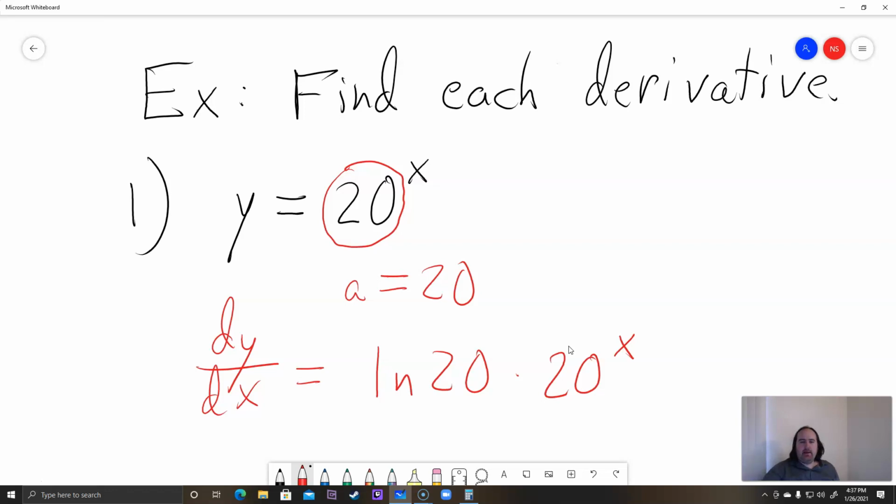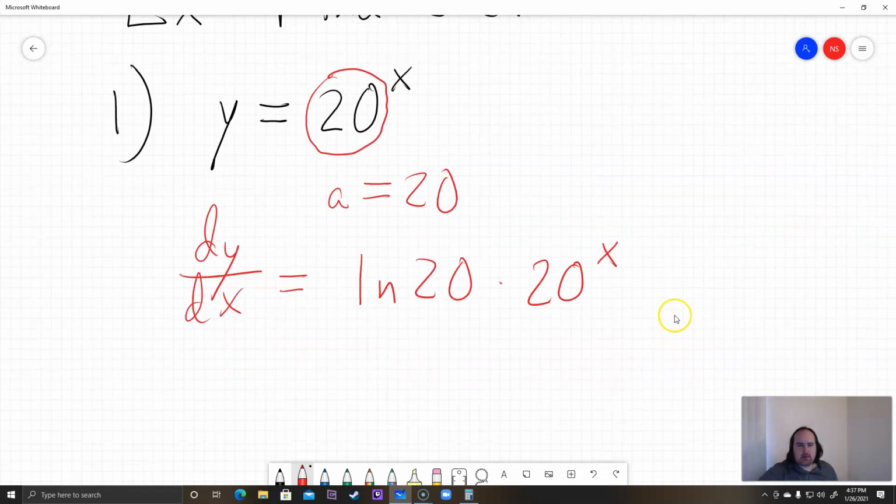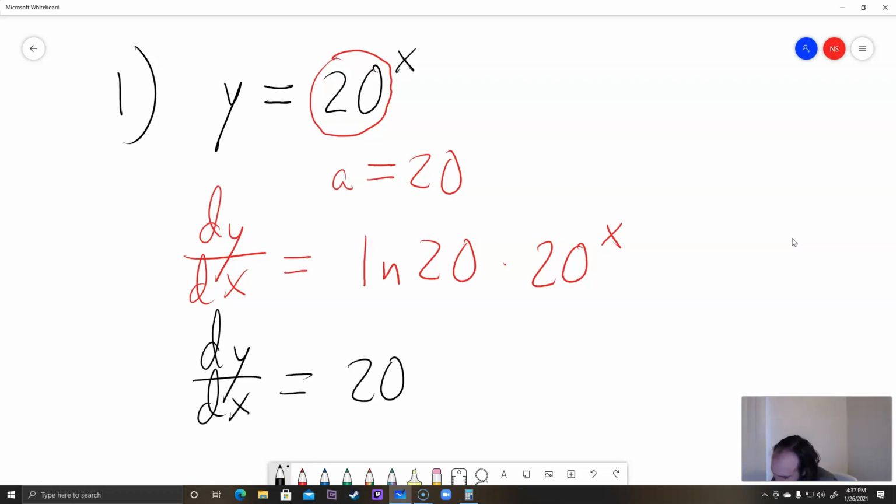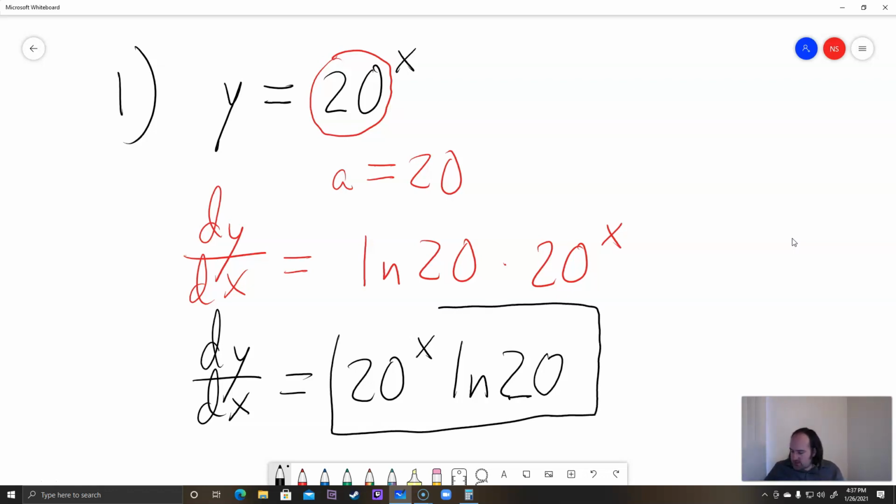Okay? ln of 20 times 20 to the x. Now the only thing to realize here is on your homework they do write the ln of 20 at the end. I'm not entirely sure why they do that, but for their answer they're going to write dy dx equals 20 to the x times ln of 20. Ln of 20, yeah. Okay, so that's the easiest way to do it, is just with the formula.